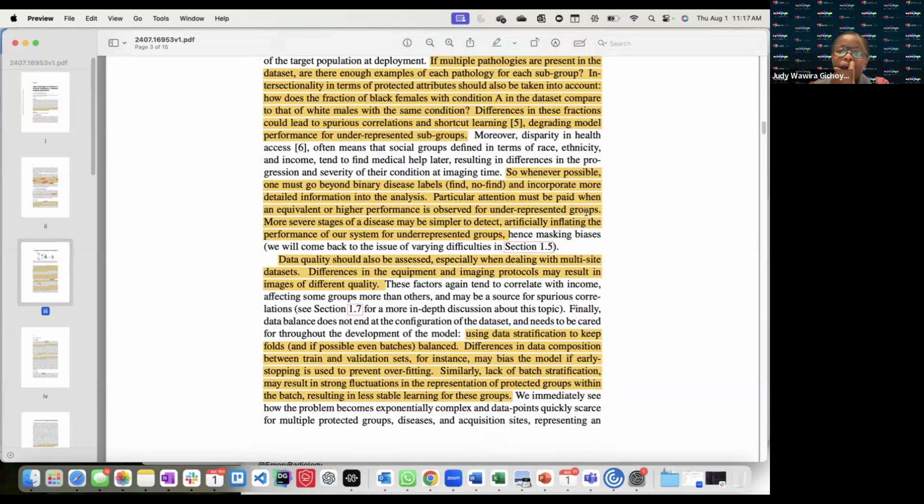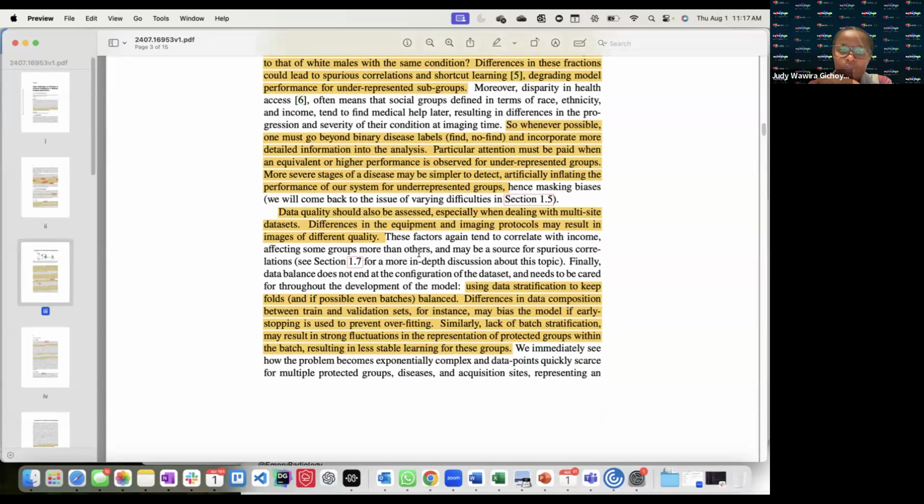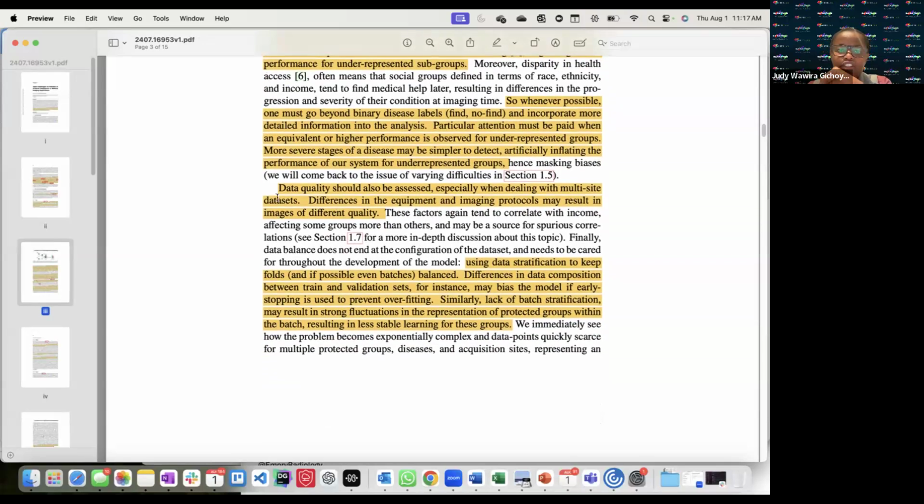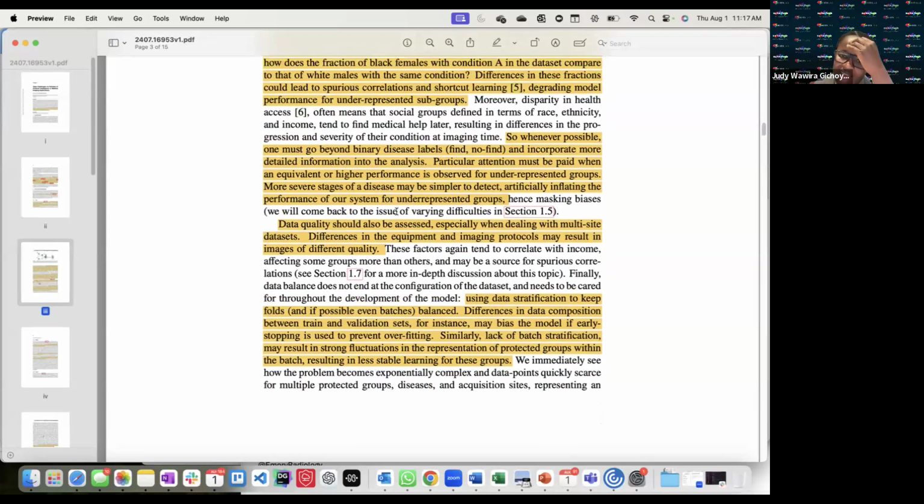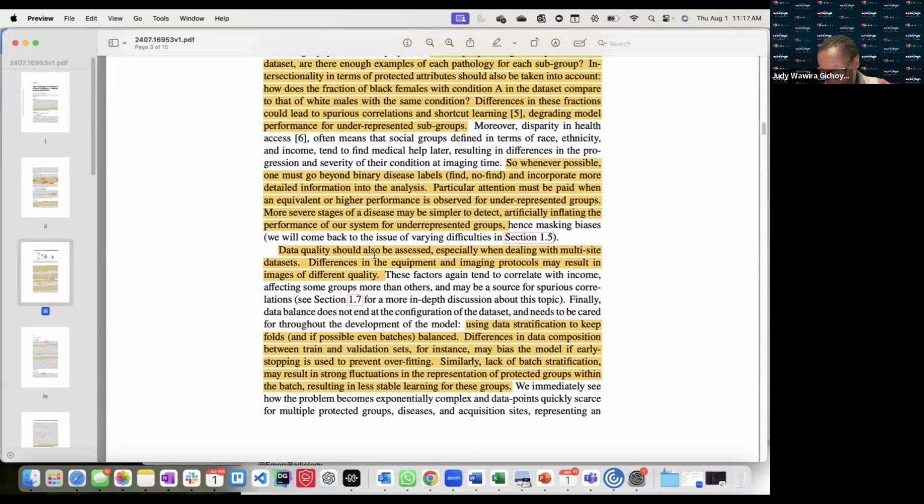And you should be even more cautious when you see equivalent or higher performance for underrepresented groups, because of the same concept of shortcut learning. For example, the situation is flipped when I go back home in Kenya, where most of the studies are abnormal, while in the US most studies are normal. That can affect the model performance. So these issues around data quality, and differences in equipment and imaging, I can tell you from our datathon last year, were a big lesson for us.